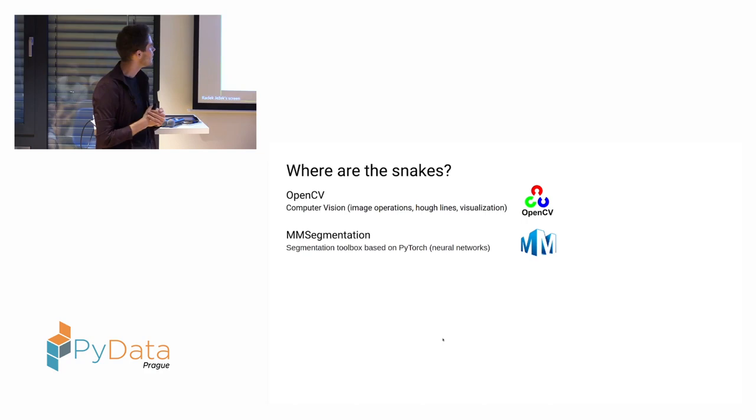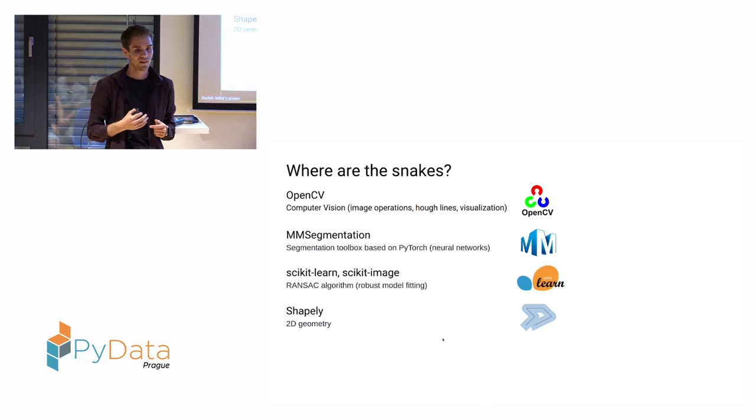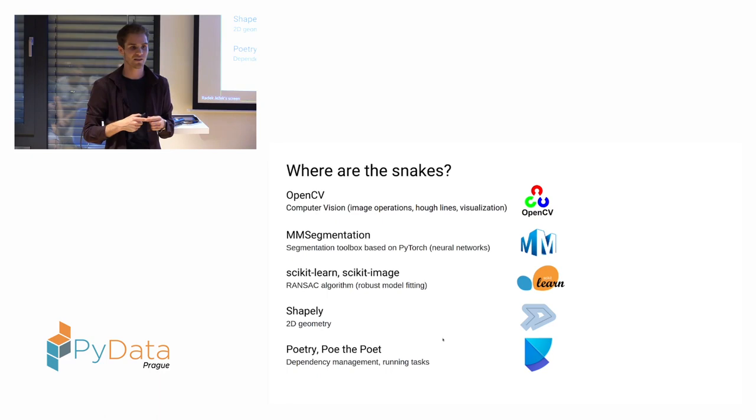Then I used scikit-learn and scikit-image for some of the robust fitting, the RANSAC algorithm. Shapely for geometry, that's a very nice one. It can only do 2D geometry, but it's very powerful. It can do intersections and convex hulls and all of these things. So that's a good one. And something for package management and running the tasks.